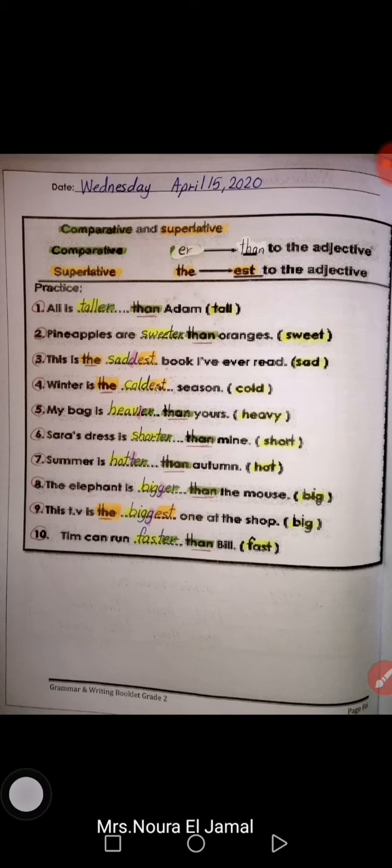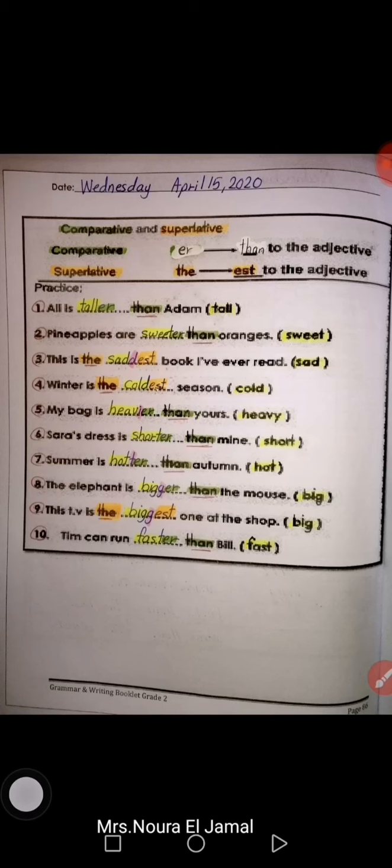Number 2, pineapples are sweeter than oranges. Sweet would be sweeter than. 3, this is the saddest book I've ever read. Here, sad became the saddest. Number 4, winter is the coldest. Not cold, not the colder, no, the coldest, superlative.